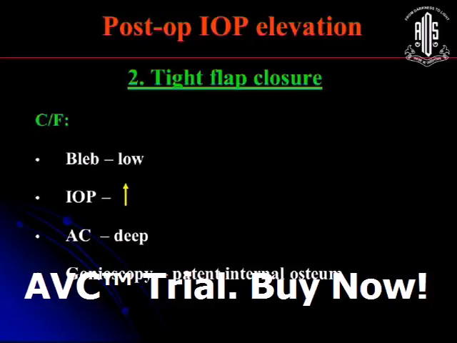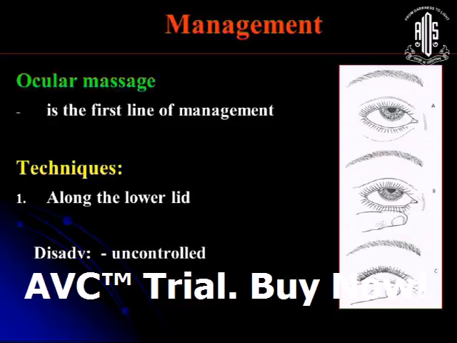If there is a tight flap closure, because the flap is tight, the aqueous is not egressing out. So you would have a flat bleb, the pressure is high, and the chamber is deep as such. And on gonioscopy, there would not be any internal ostium obstruction. So what would you do? First step would be a massage, which we all are aware of. So this is a massage what we normally follow.